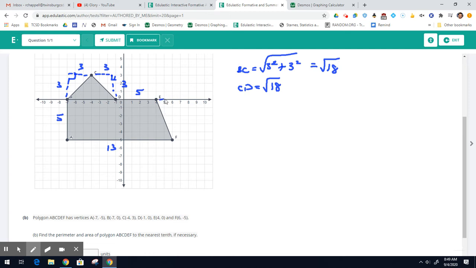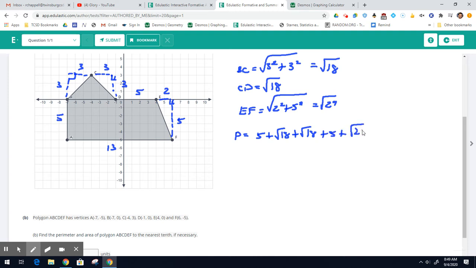And now do EF. Again, here's my right triangle that I'll create. My X is 2. My Y is 1, 2, 3, 4, 5. So EF is going to be the square root of 2 squared plus 5 squared. That's 4 and 25. That's the square root of 29. So your perimeter is going to be 5 plus the square root of 18 plus the square root of 18 plus 5 plus the square root of 29 plus 13. And again, I'm going to take a picture of that later so that we type it all in at once. Okay, and then the area.